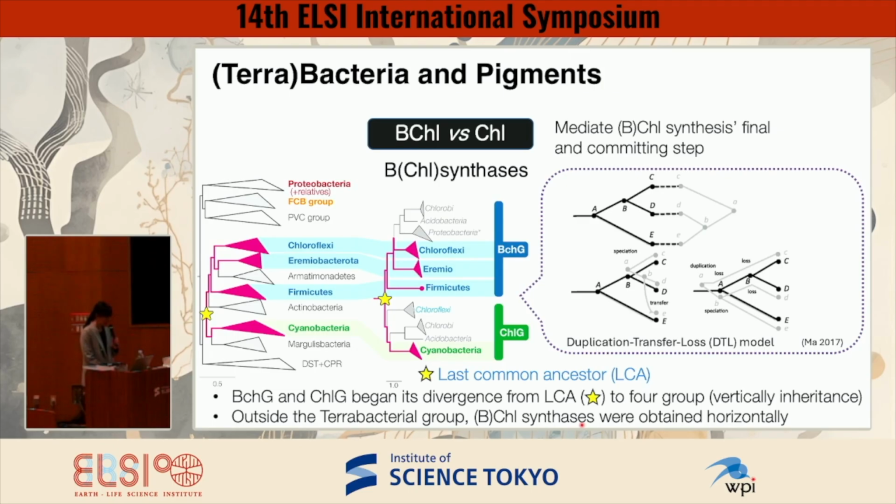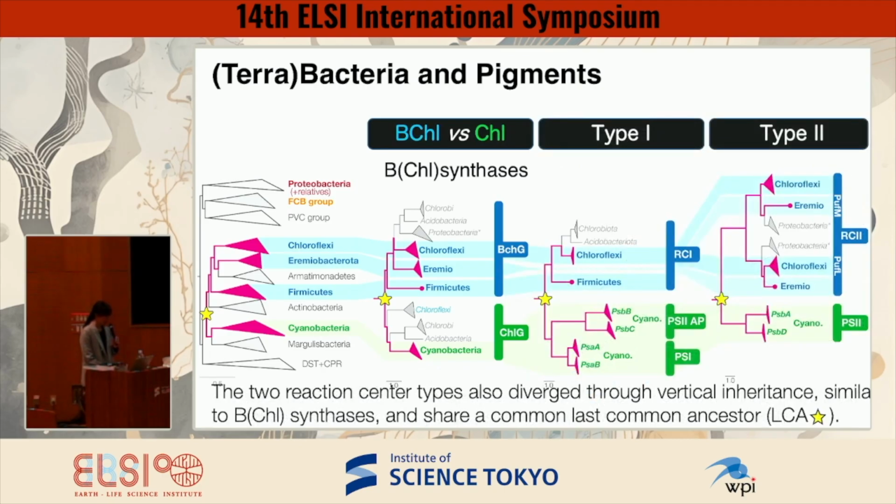Based on this model, we next examined how reaction center proteins evolved in relation to pigment synthesis. Importantly, a similar evolutionary pattern is observed for reaction center proteins. Both type 1 and type 2 reaction centers show a basal divergence from a last common ancestor shown here, followed predominantly by vertical inheritance within Terrabacteria. These parallel evolutionary patterns suggest that pigment diversification and reaction center diversification were tightly coupled early in evolution.